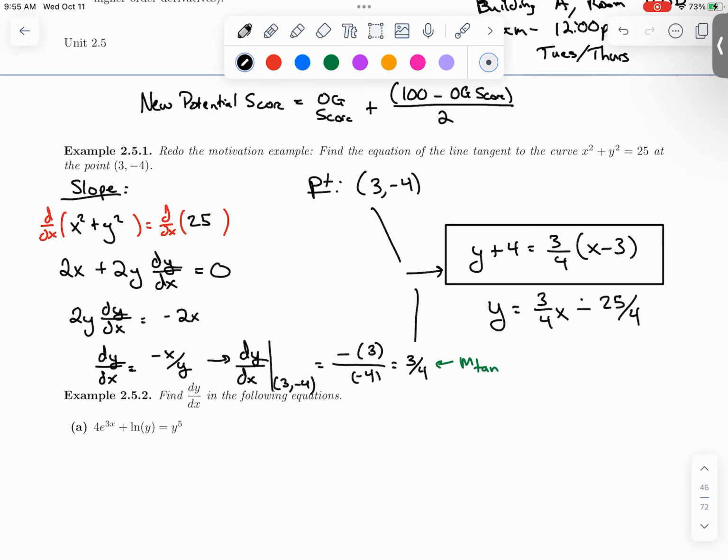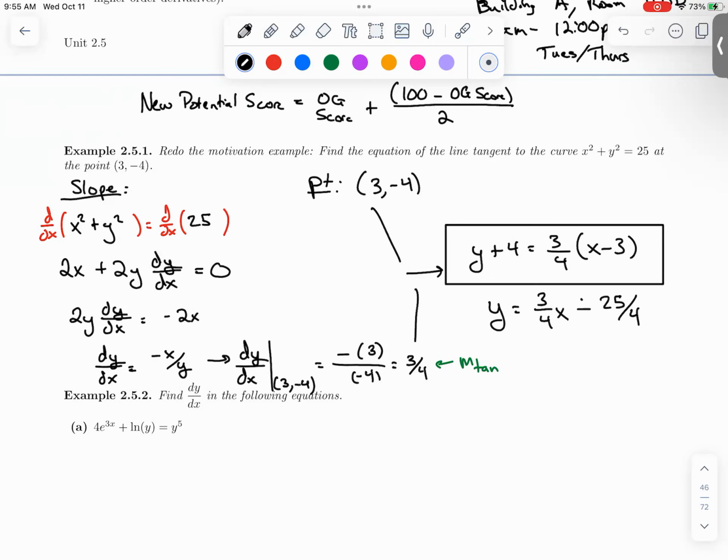Plug in 0. Let's plug in. I think that should be right. Not negative 9/4 minus 4, which is 60.